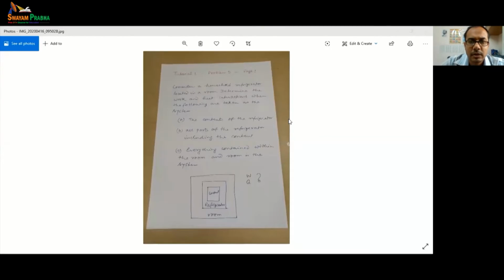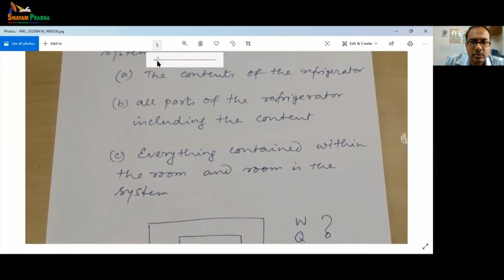We are going to take the next problem, which is a conceptual problem, not a numerical problem. Here we are trying to understand how the definition of system or the system boundary changes the heat, work, and other interactions. So what is the problem statement? Let us look at that first.